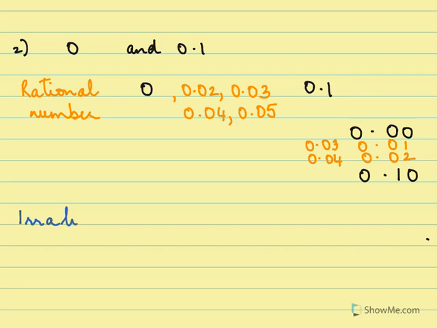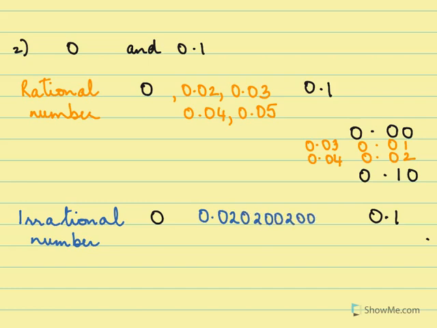If we go and find now an irrational number between 0 and 0.1, all we have to do is a non-terminating, non-repeating decimal. So we could take like 0.02 and then make it a non-terminating, non-repeating decimal. Or we could take up 0.04 and then make it a non-terminating, non-repeating decimal. This would be an irrational number.